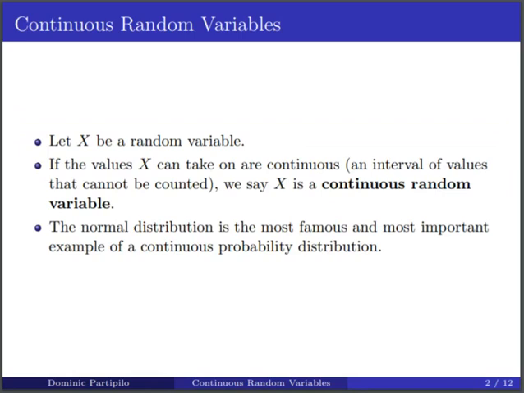Discrete is something that's going to be counted, or there are going to be gaps in between the possible values x could take on, whereas continuous is just going to be an interval of values and it can't really be counted. It's more of something that's measured. And in that case, x is going to be a continuous random variable. So the normal distribution, which we talked about in previous videos, is the most famous and most important example by far of a continuous probability distribution.